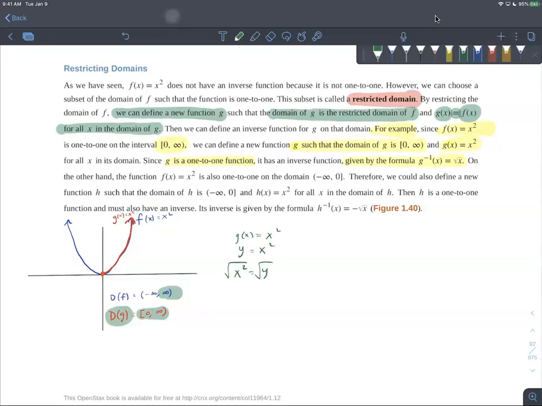Now, the square root of x squared is the absolute value of x, which is equal to the square root of y. But here, remember that x is in the domain of g, which is from 0 to infinity. So x is larger than or equal to 0. Therefore, the absolute value of x here is no longer equal to plus or minus the square root of y. x is just going to be equal to the positive square root of y.